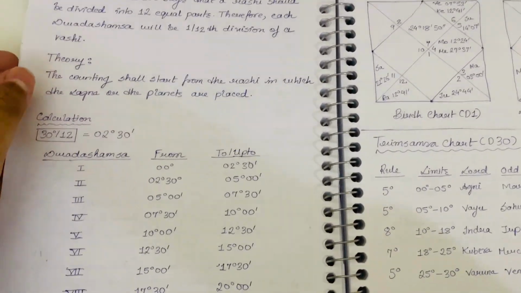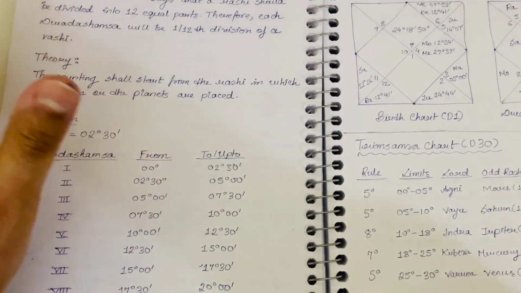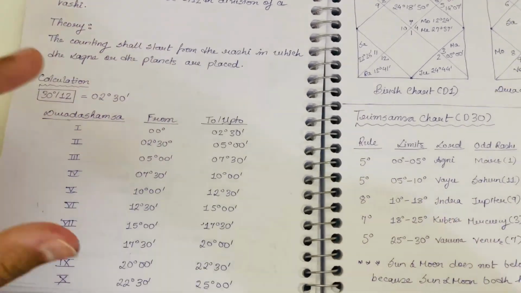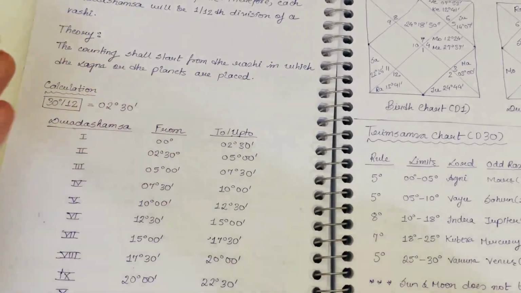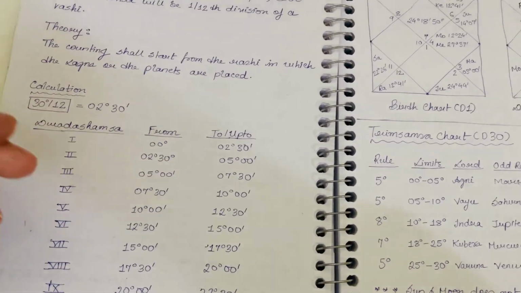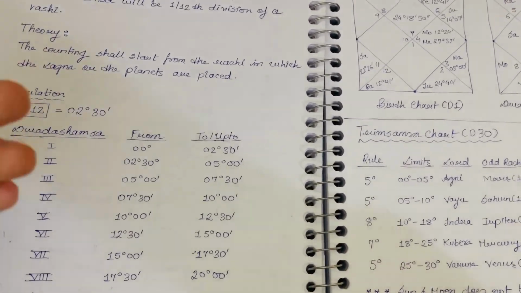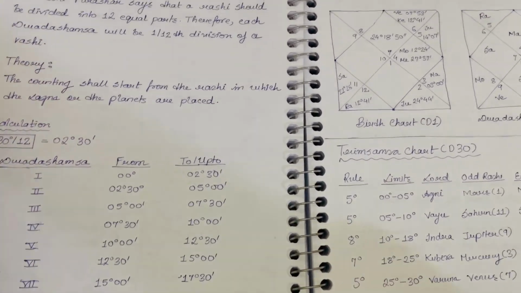Now we have covered our theory, and we have understood the calculations with the help of which we are creating our 12 bifurcations of the Dwadashamsha, the ranges from and up to.